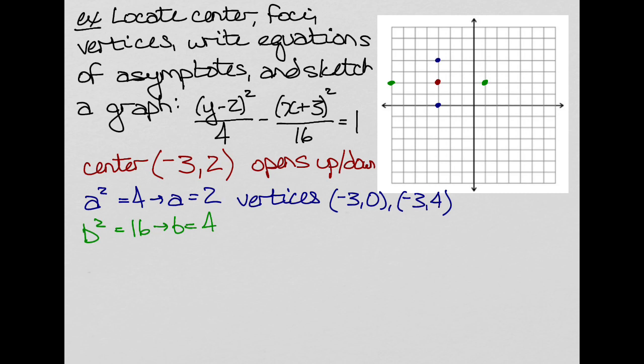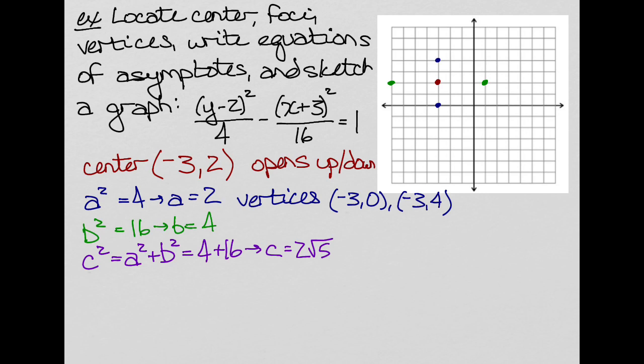If I know a and b, I can find c. And if I can find c, I can locate the foci. The Pythagorean relationship for a hyperbola is c squared equals a squared plus b squared, which is 4 plus 16. I can tell by looking at the equation. And that gets me to c is the square root of 20. 20 is in between 16 and 25, so the square root of 20 is something in between 4 and 5. We don't really need to be more precise than that.